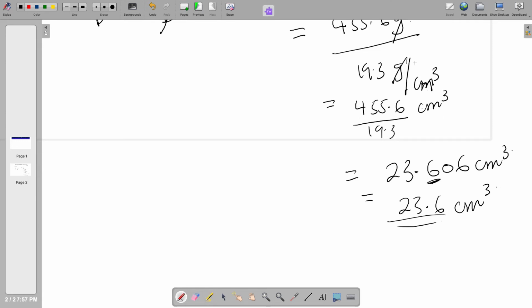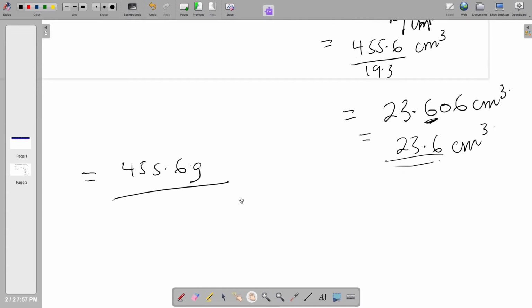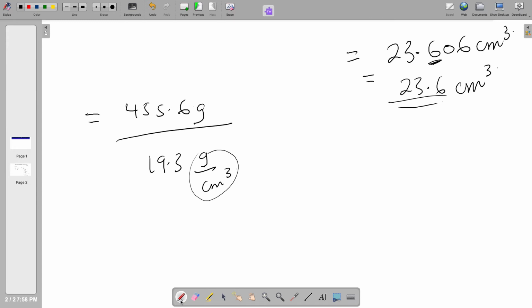I just want to point out something. Sometimes when students are dividing mass by density, the units always confuse them. So I want to rewrite the calculation in this form. We can say 455.6 grams divided by 19.3 grams divided by cubic centimeters. Remember, it's grams per cubic centimeter. So we can flip the grams per cubic centimeter because we are dividing.